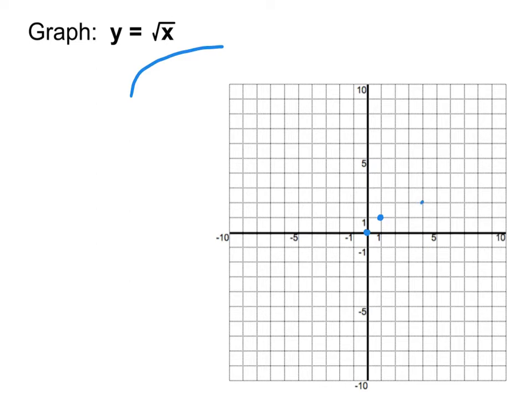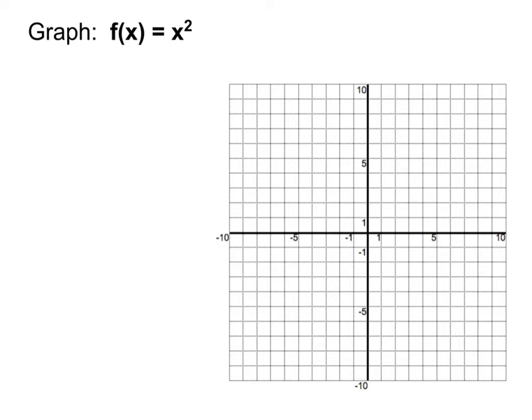So then we go over 4 and up 2 because the square root of 4 is 2. And so then the next thing we do is we go over 9 and up 3. And whenever I say over and up in this case, I'm counting from that very first point that I plotted there, counting from (0, 0). And then we draw on our curve from there.